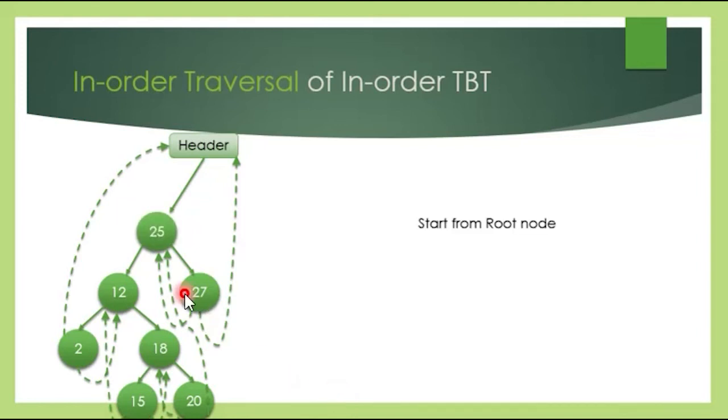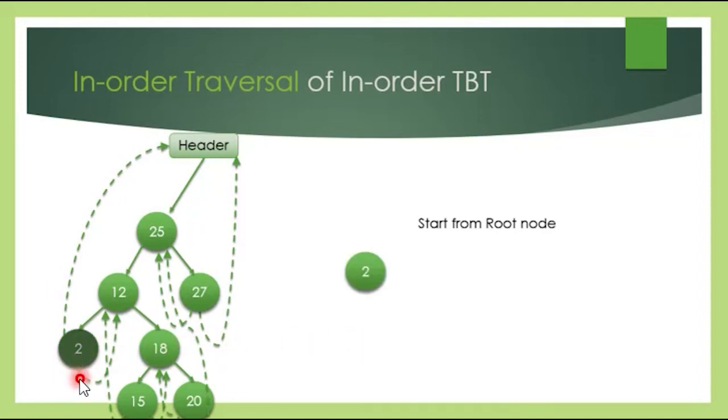After starting from the root node, let's check its left thread, whether it is having a left thread or a left child. It is having a left child. Let's step down to its left child, and now we are at 12. For 12, again the same thing: left thread or child? It's a child, so let's step down to the left child. Let's check again for 2: its left thread is pointing to the header, so we will stop at this position and display this 2.